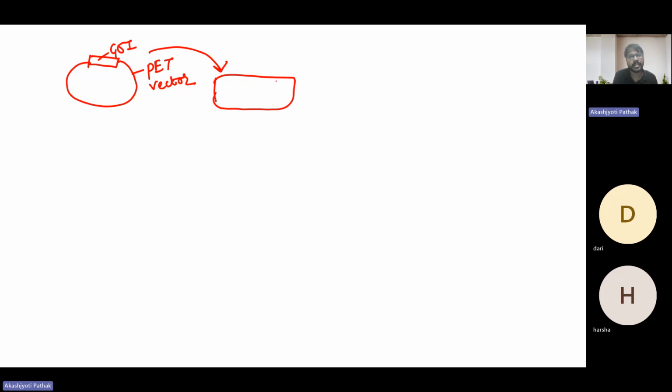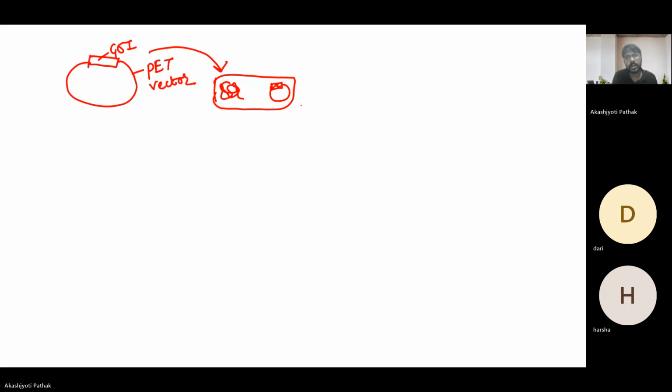You make it competent by treating it with what? Last class we were discussing how to make competent cells by treating them with divalent cations like calcium chloride. And now this is your bacterial host, and you have put your cloned gene of interest in this bacterial host. Okay. Now, in the next step, you want to express this gene of interest.